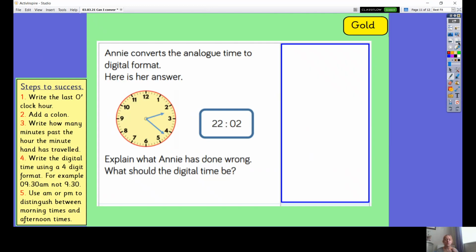Then gold activity for today is here. I will leave you to read it because I've been talking for a really long time already. Okay, so she's converting time and she showed her answers, and you have to explain what she's done wrong and what the right time should be. So pause here and have a try at that.